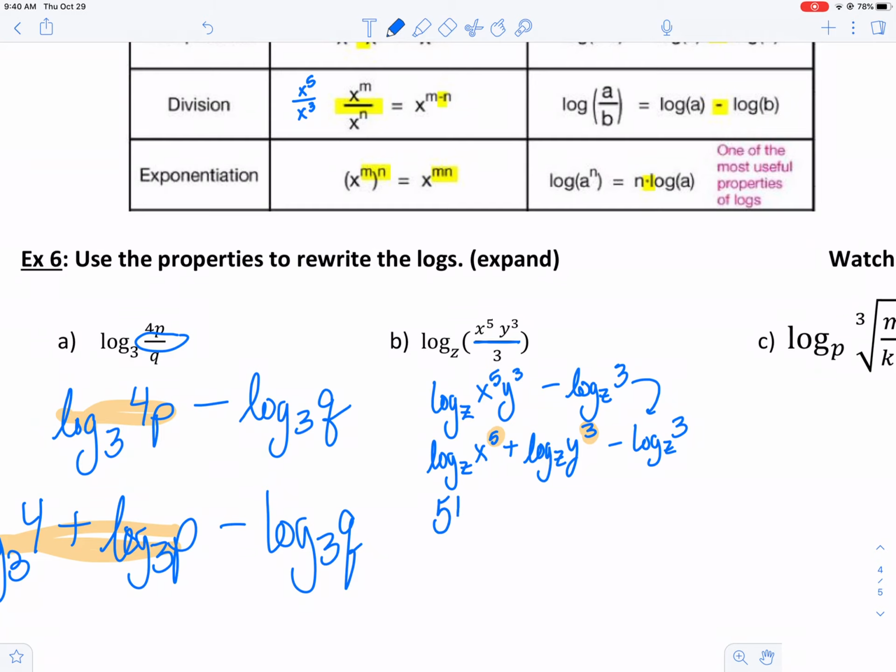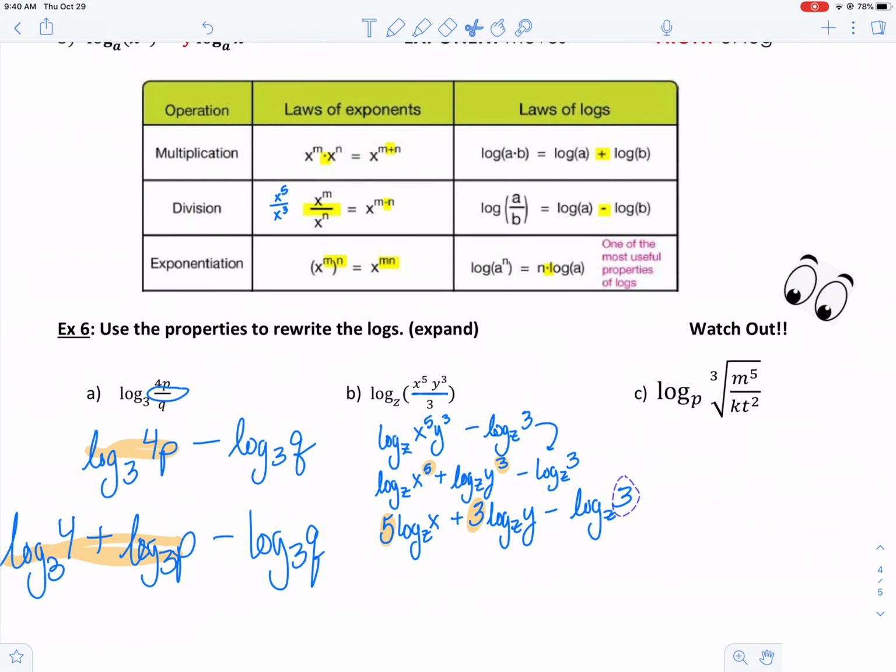So we'll have 5 log base z of x plus 3 log base z of y, and then finally minus the log base z of 3. I've just put those exponents in front, and we're completely finished. All of these things on the inside, I can't separate those anymore. So that's how you know you're finished.